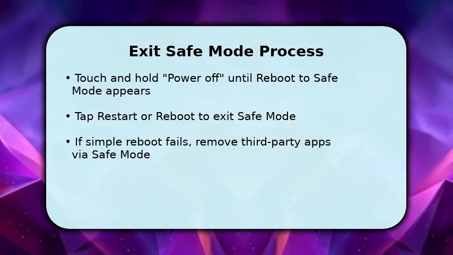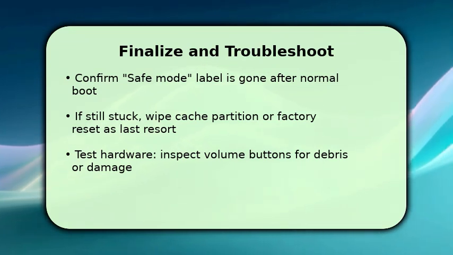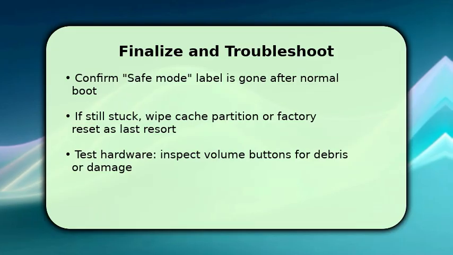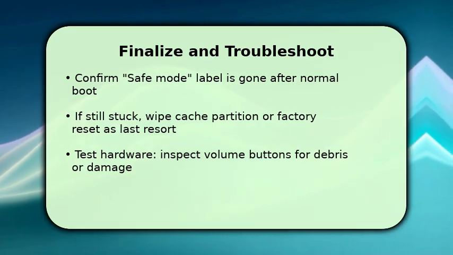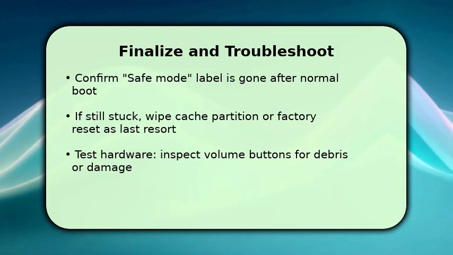Finish the job by verifying the safe mode label in the corner is gone. You should have full access to apps and widgets. If safe mode remains, perform a cache partition wipe from recovery to remove corrupted temporary files. This often resolves boot flags.